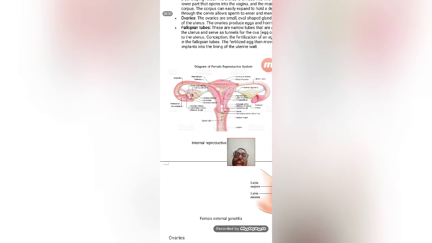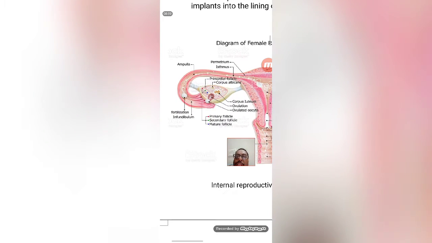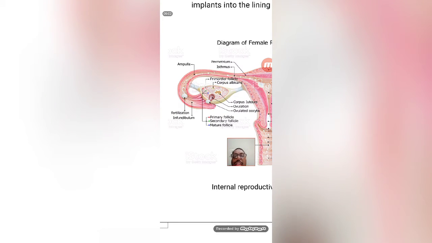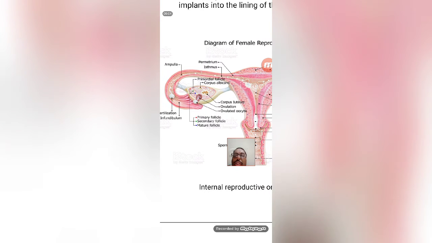I have not included one female organ, the mammary gland or breast. I will include it during the time of lactation, which comes with respect to birth, so we will discuss it there. If you see this female structure, we have the ovary, the fallopian tubules, and the uterus.